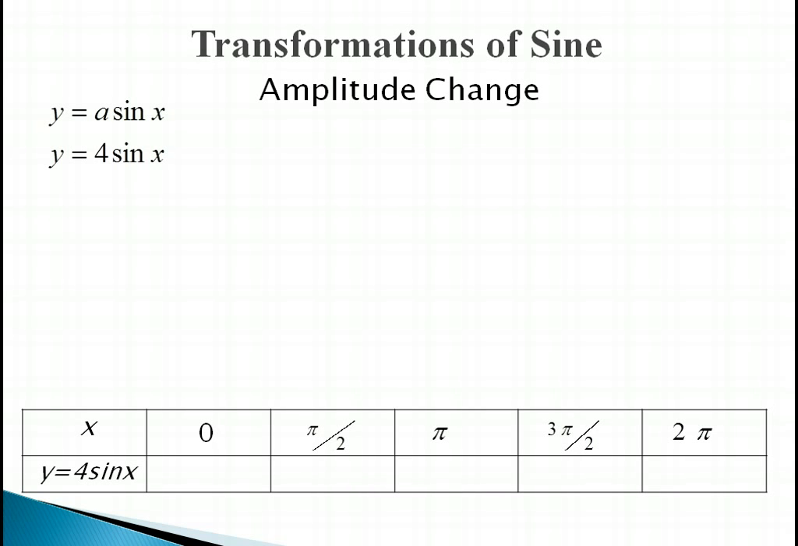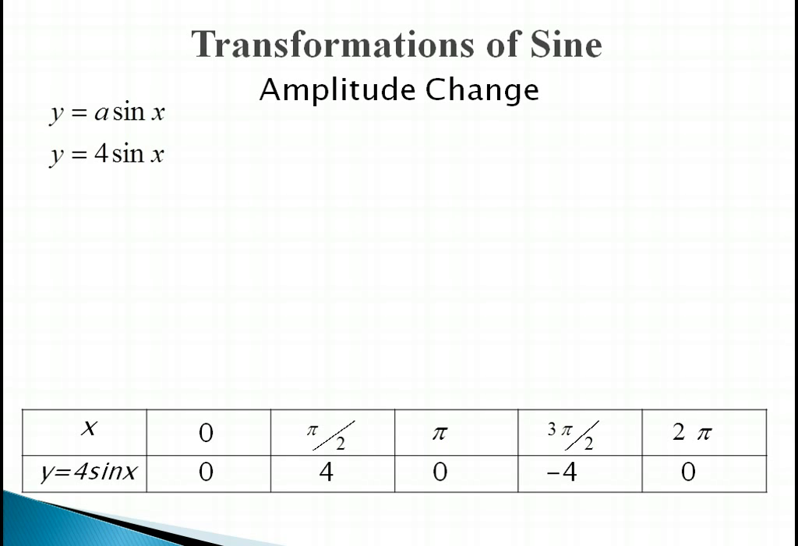So plugging in 0 into y equals 4 times sine x. Remember, the sine of 0 is 0, so we're still going to get out 0. At pi over 2, the sine of x is 1, so our output is 4. At pi, we're back to 0, and at 3 pi over 2, the sine of 3 pi over 2 is -1, so our output will be -4. And at 2 pi, we're back to 0 again.